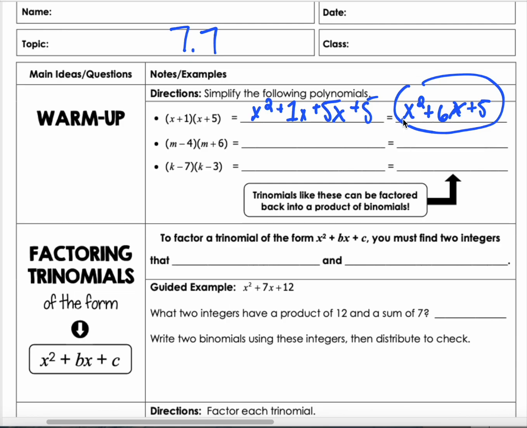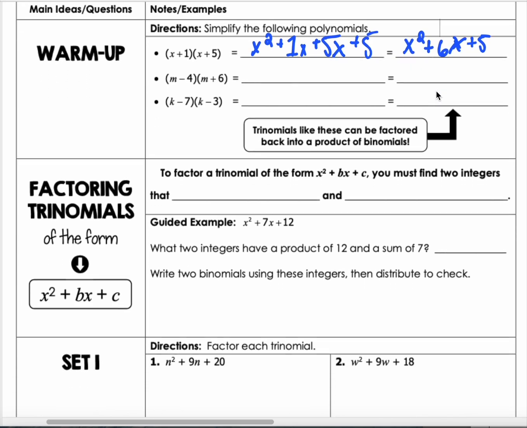How do we get the equation back into our binomial, how do we get it back into that binomial format? Well, that's what we're going to look at today, on how to reverse this work.